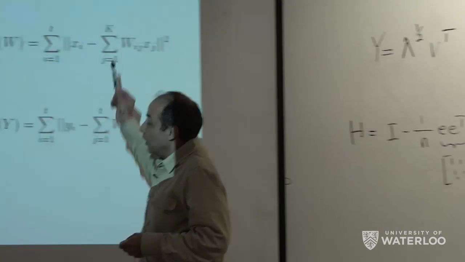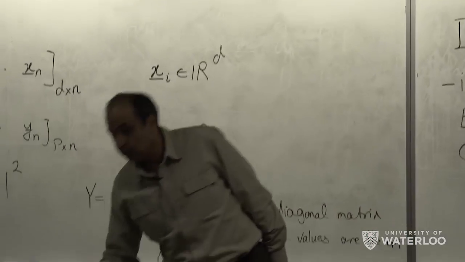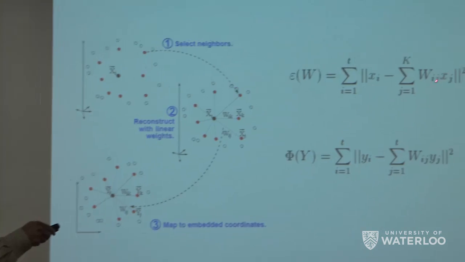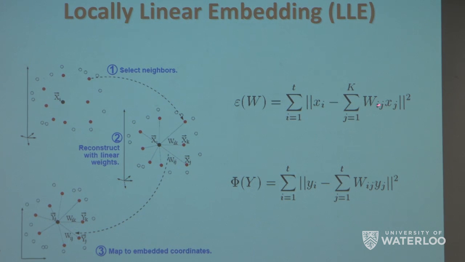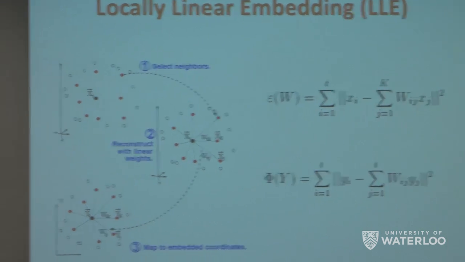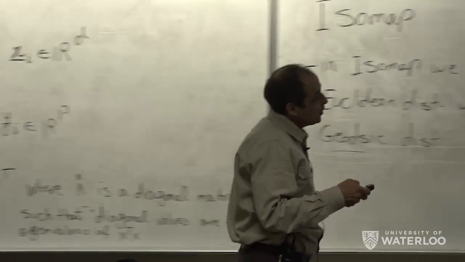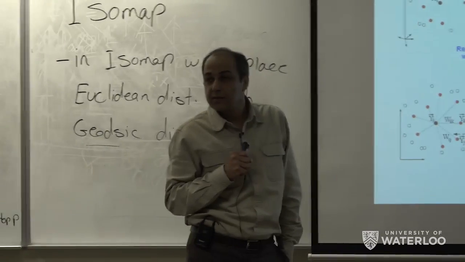So I need to minimize this objective function, in which each point is reconstructed by the k nearest neighbors of that point. So the unknown is w. The weights are unknown. I don't know which weights to choose. But suppose that we solve this objective function and we do know the weights. Okay?